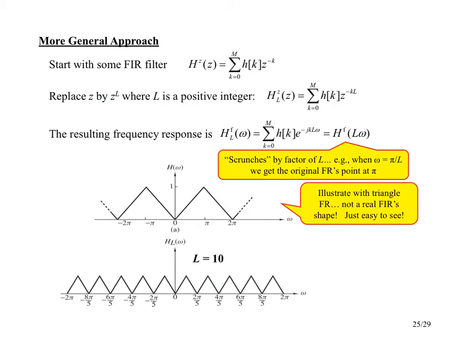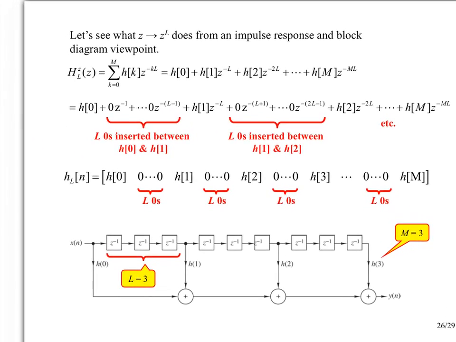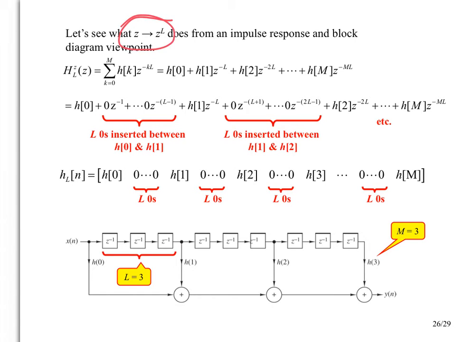Okay, so let's see, we've got a few more slides here. Continuing in this development, we'd like to explore what this change of z to the L does, and see how we would actually implement this filter. So we've only seen that making that change gives us a frequency response that does in fact give us a nice comb filter, but we've not seen how we would actually build that.